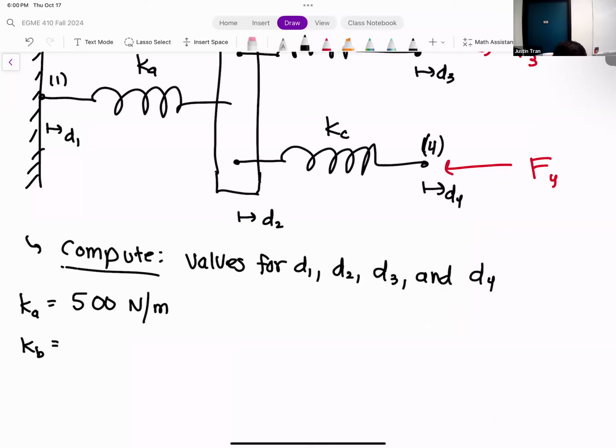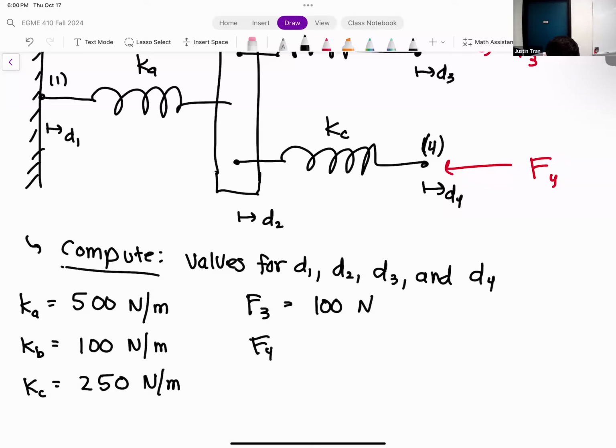We have Kb. Kb is 100 newtons per meter. And Kc is 250 newtons per meter. Okay. And there are 2 Fs. We have F3, which has a magnitude of 100 newtons, and F4, which has a magnitude of 50 newtons. Now, these are just the force magnitudes, and so we have to pay attention to the signs or the directions of our force vectors when we input them in our direct stiffness system.